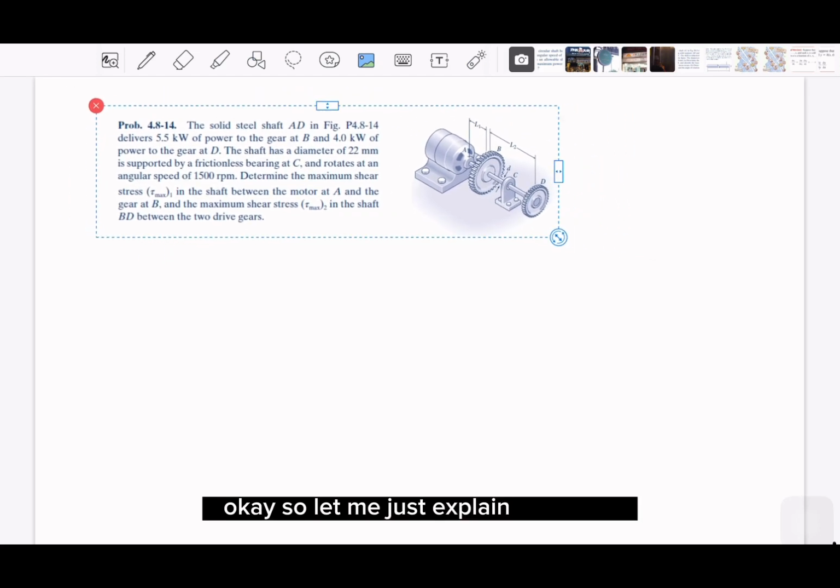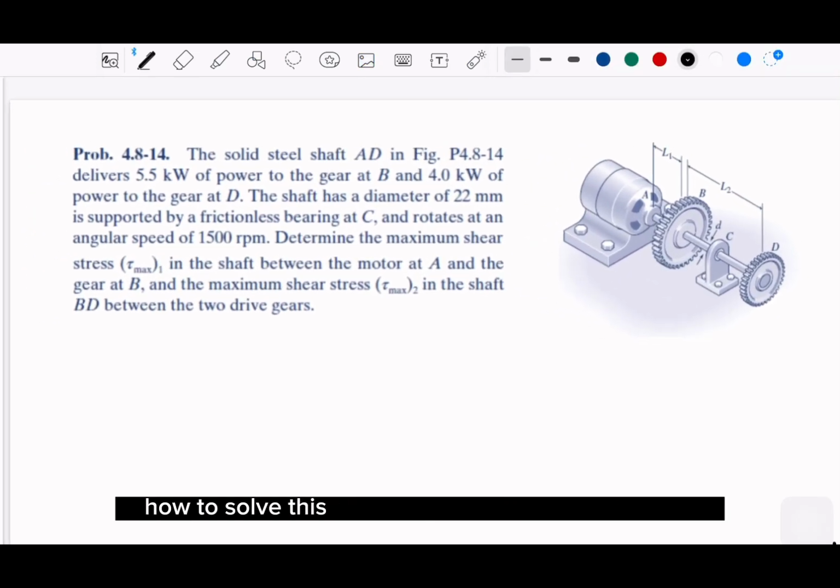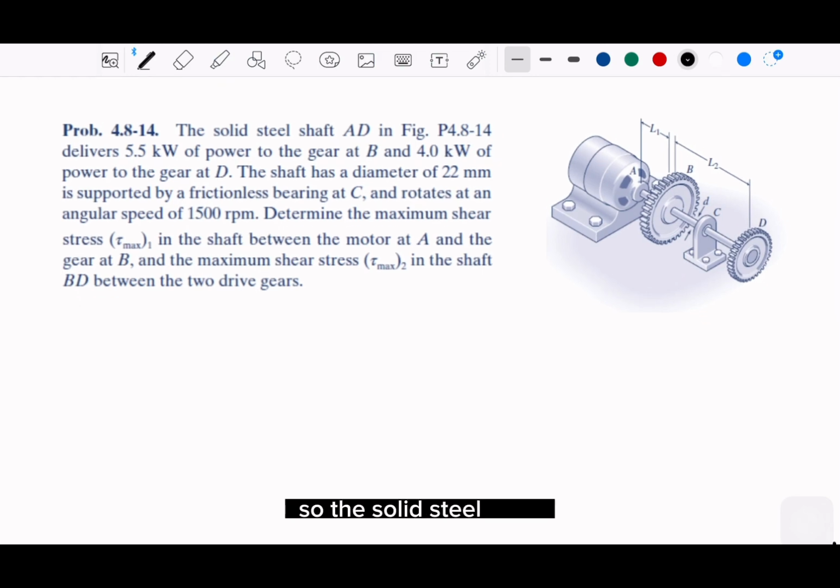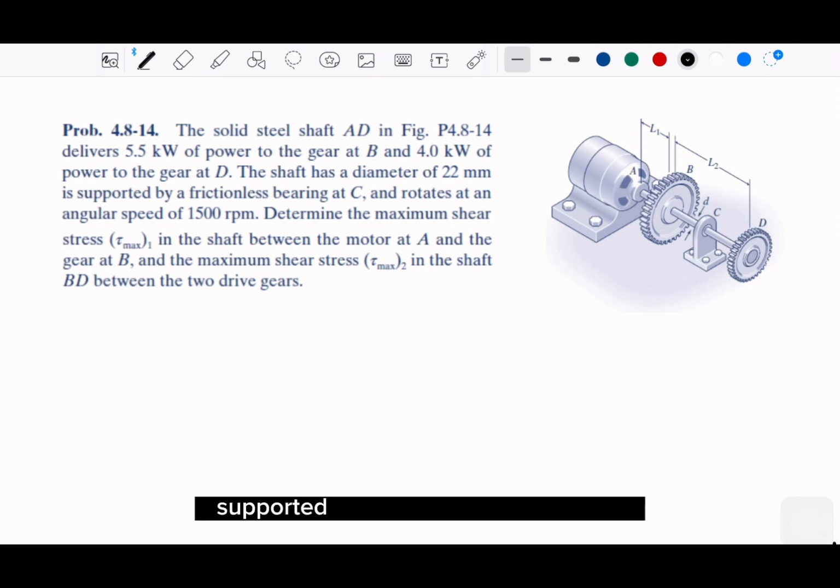Okay, so let me just explain a little bit how to solve this, and give you some hints and clues. So the solid steel shaft AD, as you see from the picture, has a certain length in between. It has 4 kilowatt power from the D. The shaft has a diameter of 22 millimeter, supported by a frictionless bearing at C, which means that we can ignore that.